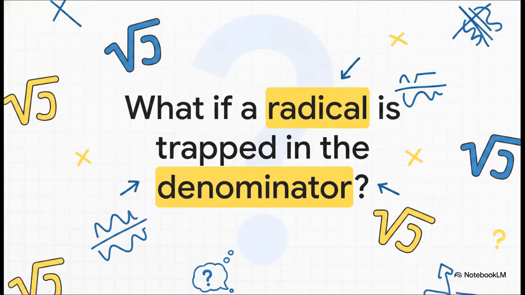Well, that's all well and good when numbers are acting nicely on a single line, but it brings up a really fascinating question. How do we handle a fraction when there's a messy, complicated radical stuck at the bottom in the denominator?